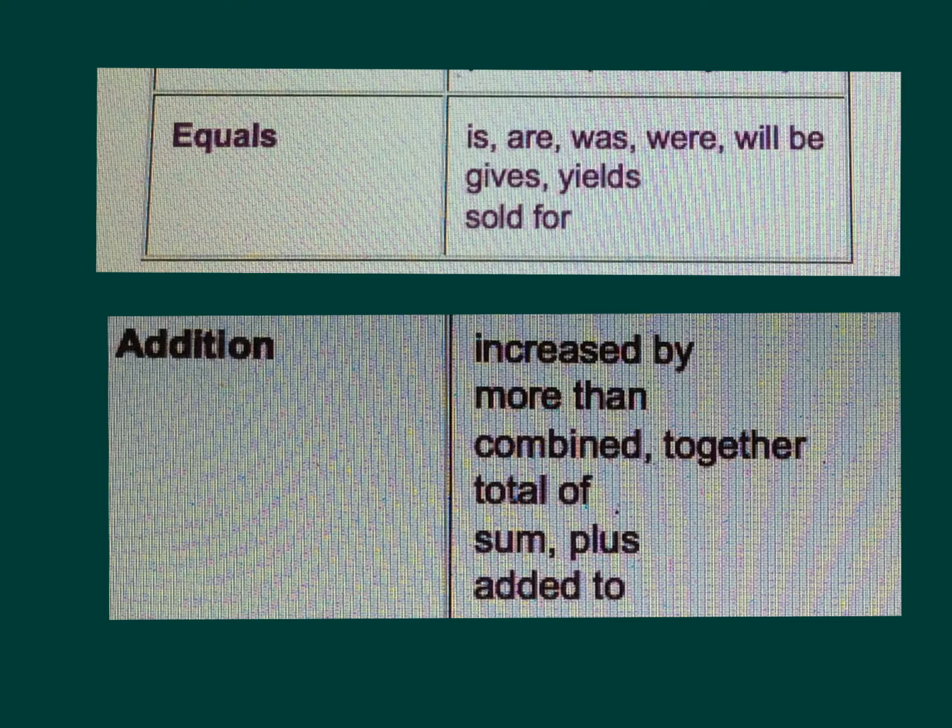So, wherever you would be translating an expression into a number sentence, and you would have the words is, are, was, were, will be, gives, yields, or sold for, usually means that's where the equal sign should go. And the addition sign should be used when you see increased by, more than, combined, together, total of, sum, plus, added to. You may need to hit pause to get all of these into your toolkit.